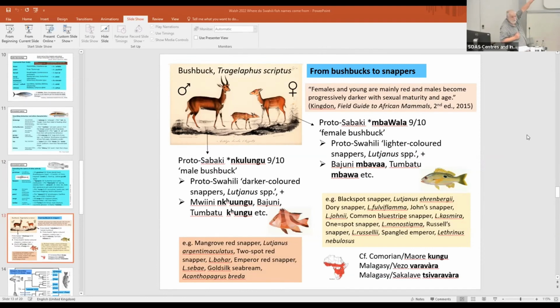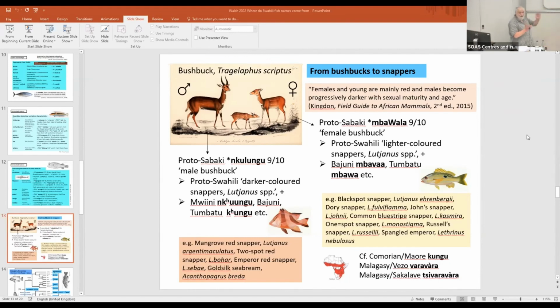So male bushbuck are darker in colour than female bushbuck. The names for them, which you can trace back to Proto-Sabaki, in fact go much earlier, they're all Bantu names. But basically, the name that's used for a male bushbuck has become, in many Swahili dialects, the name for the darker coloured snappers. Whereas the lighter coloured snappers are called by the name that was applied to the females.